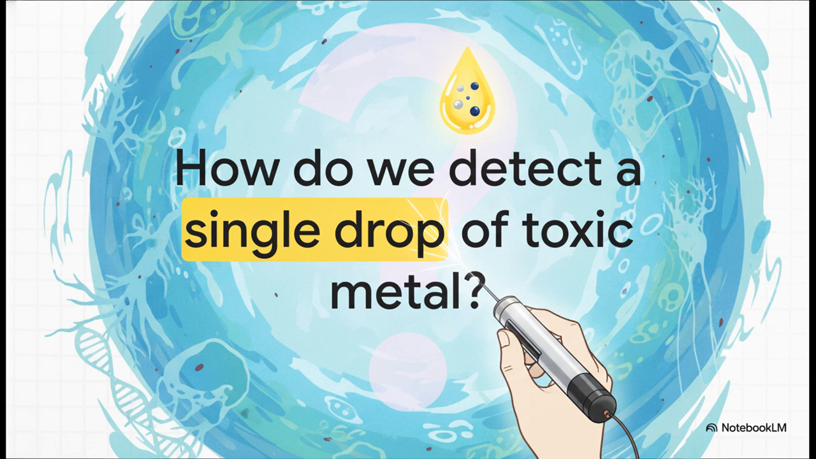So here's the big question we're tackling today. How in the world do we detect a single microscopic drop of a toxic metal that's completely hidden within an absolute ocean of complex biological or environmental data? We're talking about uncovering invisible traces of elements like lead or mercury. And the scary thing is, unlike organic pollutants, these metals just don't decay over time. They just sit there, silently threatening our biology and our environment. It's a massive challenge for sure, but chemistry has a pretty brilliant solution.